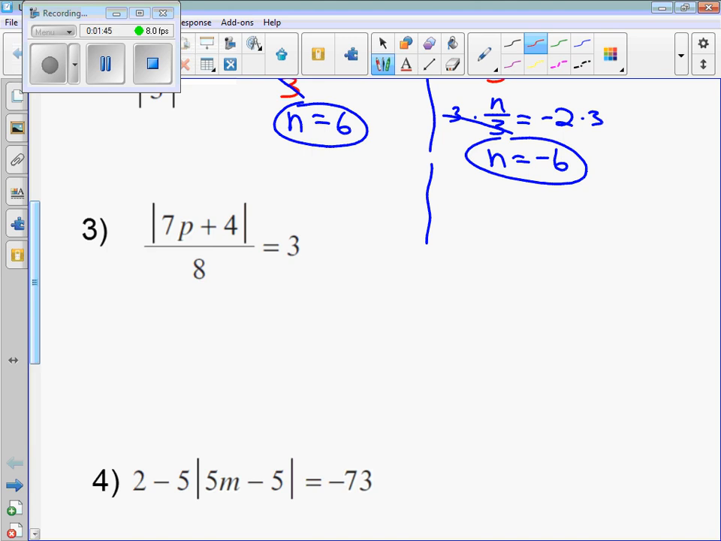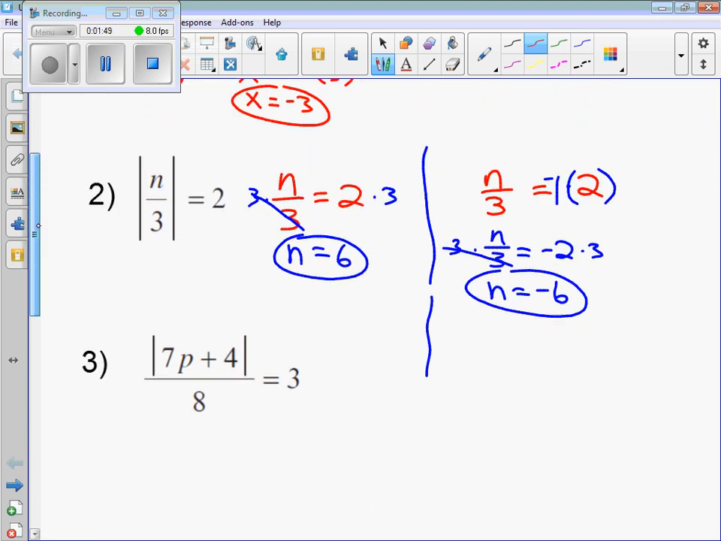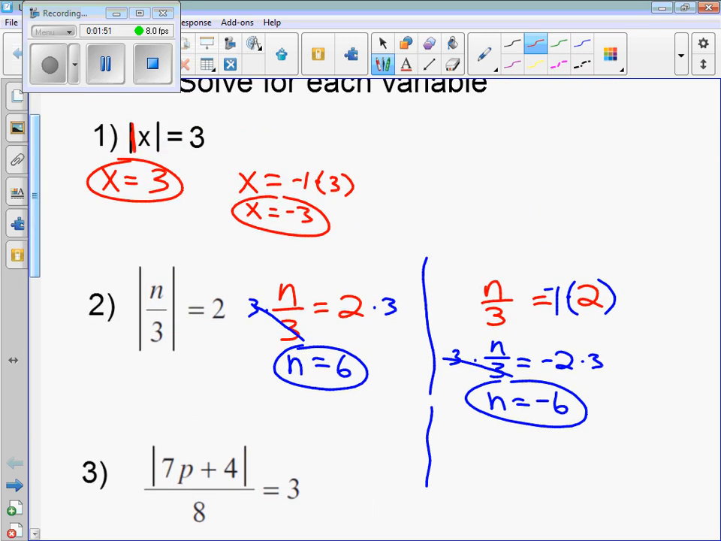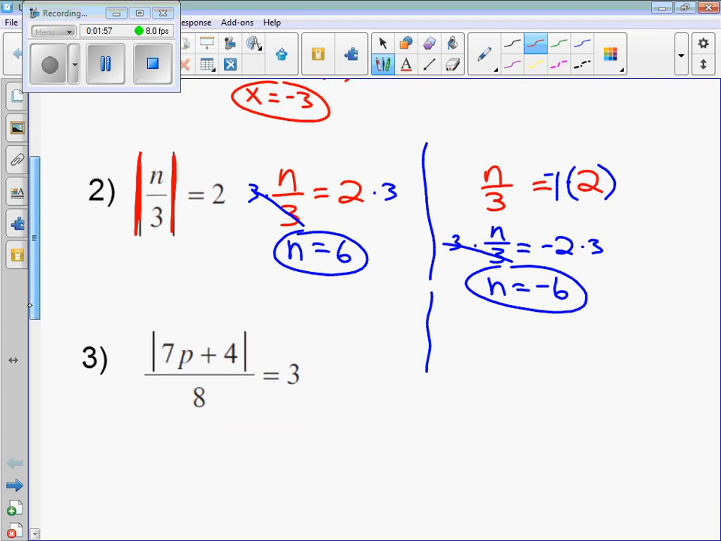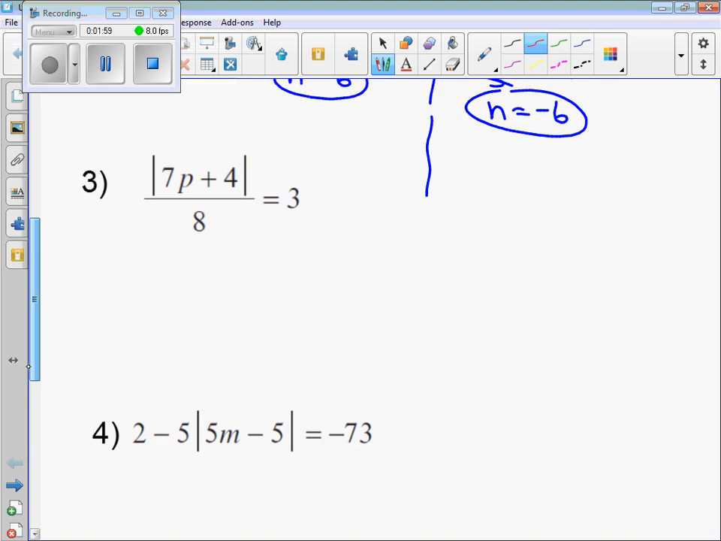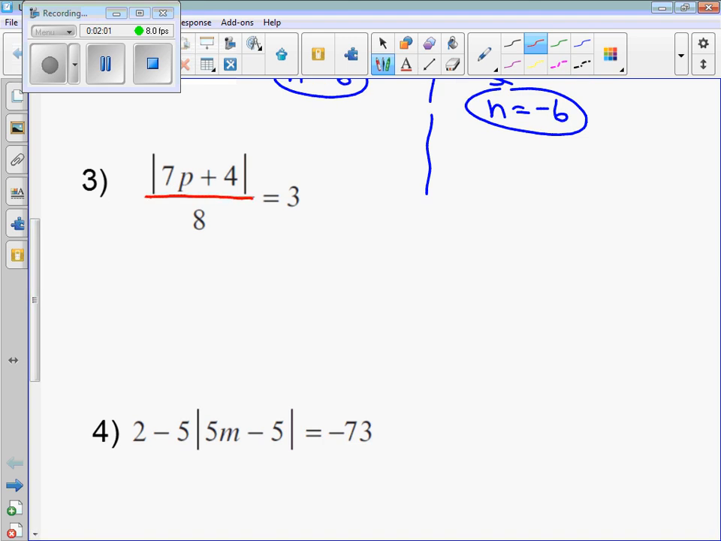For number 3 here, we have a little extra. If you notice that in number 1 and number 2, the absolute value was all by itself. There was nothing on the outside of it. You didn't have to subtract, multiply, or divide anything on the outside of it. But on number 3, we have this divide by 8. We have to isolate the absolute value first.